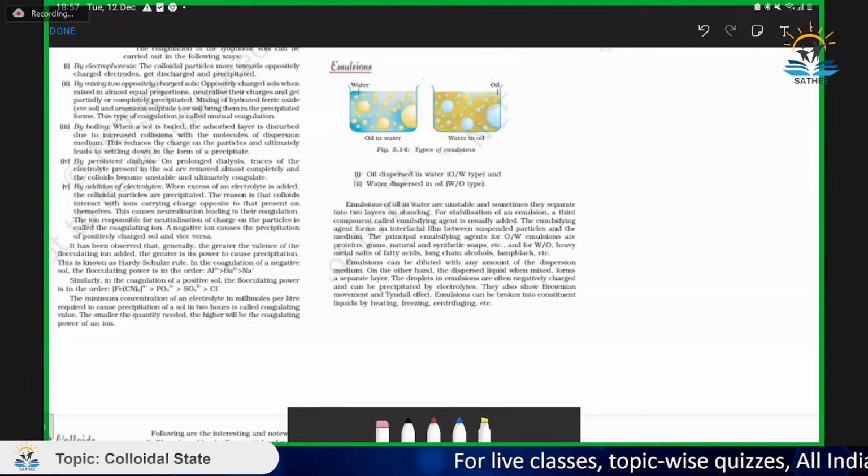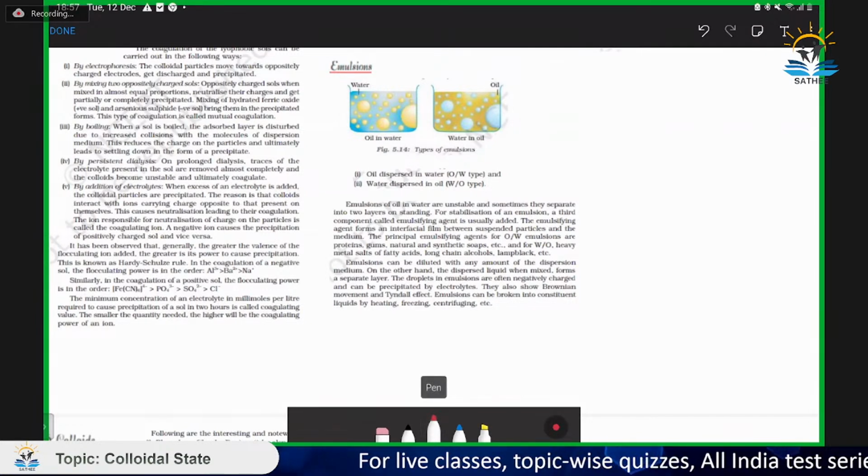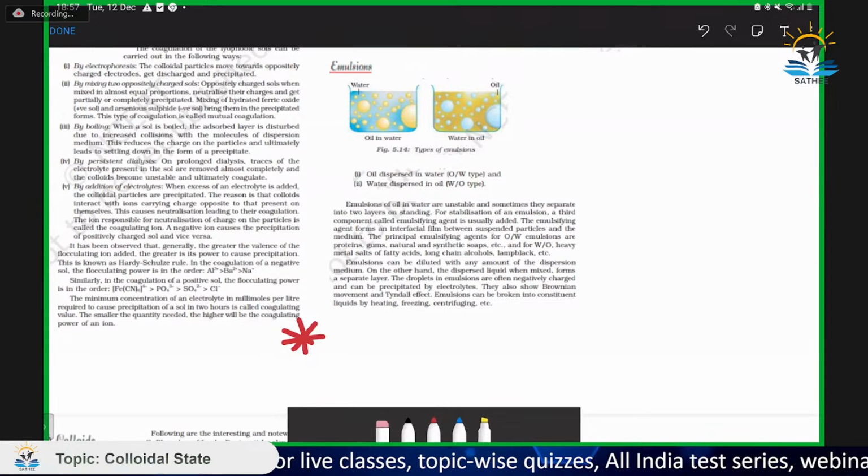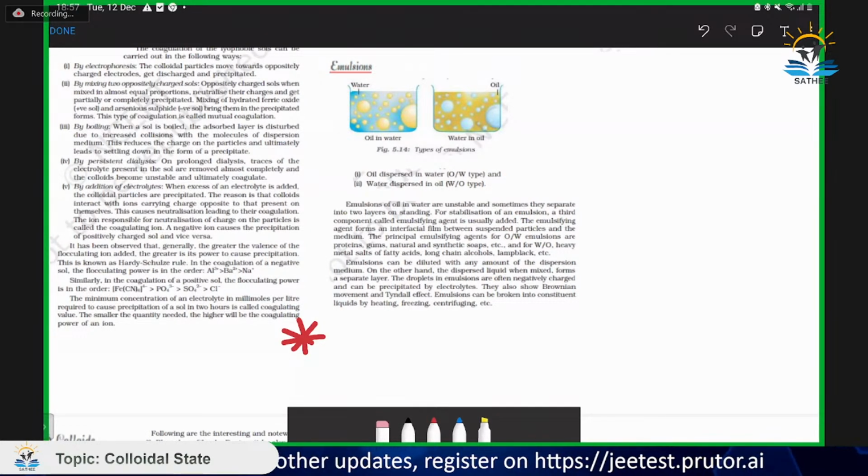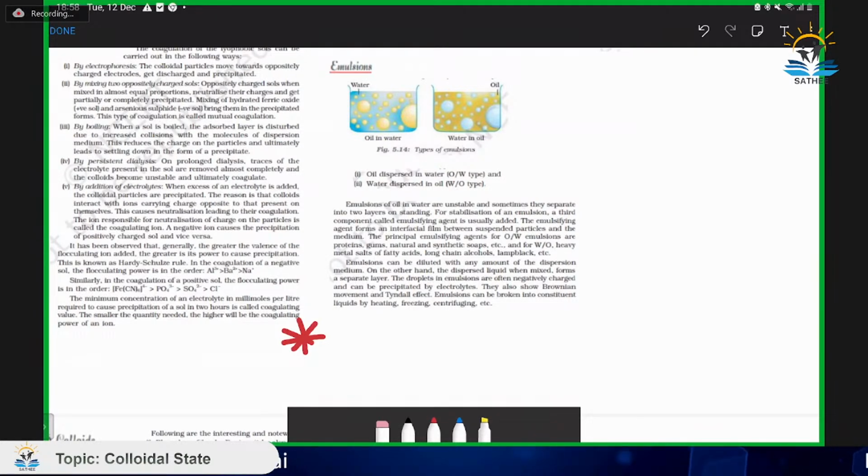Okay, this is important. The minimum concentration of an electrolyte in millimoles per liter required to cause precipitation of a sol in 2 hours is called the coagulating value. The smaller the quantity needed, the higher will be the coagulating power of an ion. Obvious, right? If you add just a little and the job is done, your flocculating agent is so strong that a small amount is enough. One molecule of flocculating agent is able to handle a lot of molecules of dispersed phase.